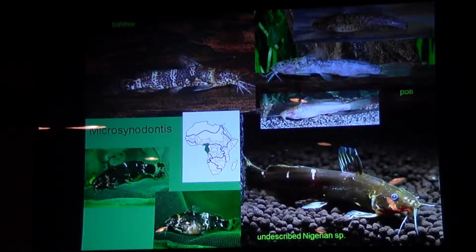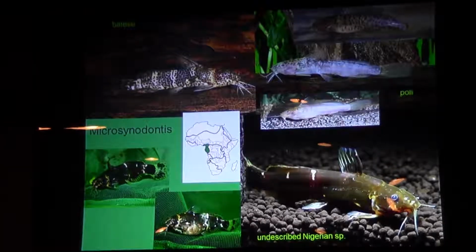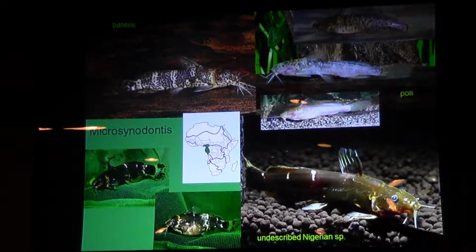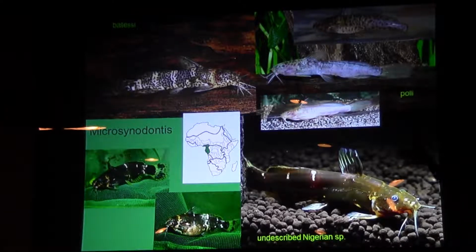Then here we've got the various Microsynodontis. That up in the top left corner is Batesi. A lot of Microsynodontis are exported as Batesi, but they're not. They're usually this one, the undescribed Nigerian species, or species 1 in Planet Catfish. And up here we have Microsynodontis poli.